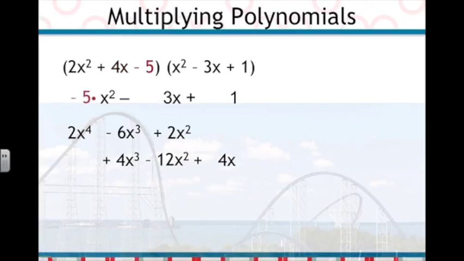Negative 5 times x squared is negative 5x squared. Negative 5 times the minus 3x is positive 15x. And negative 5 times 1 is minus 5. Now all the distributing is done, and all we have to do is combine any like terms there happen to be. Here's a little trick that can help you with this.